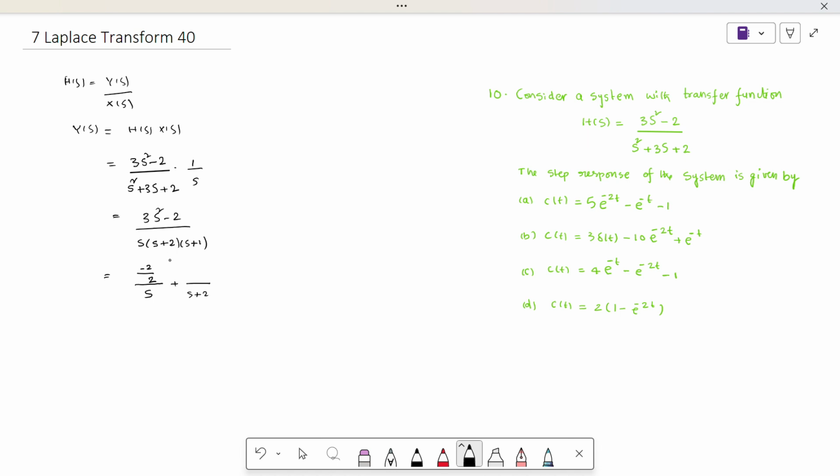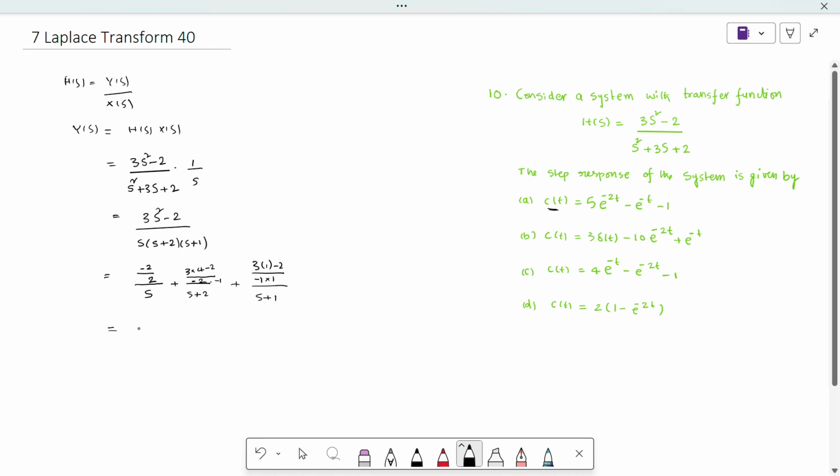Now substitute s = −2 in the whole function. So 3 into (−2)² is 12, minus 2, so 10, divided by (−2)(−1). Next, the s + 1 term. Substitute s = −1: 3 into 1 minus 2 is 1, divided by (−1)(1), so −1.